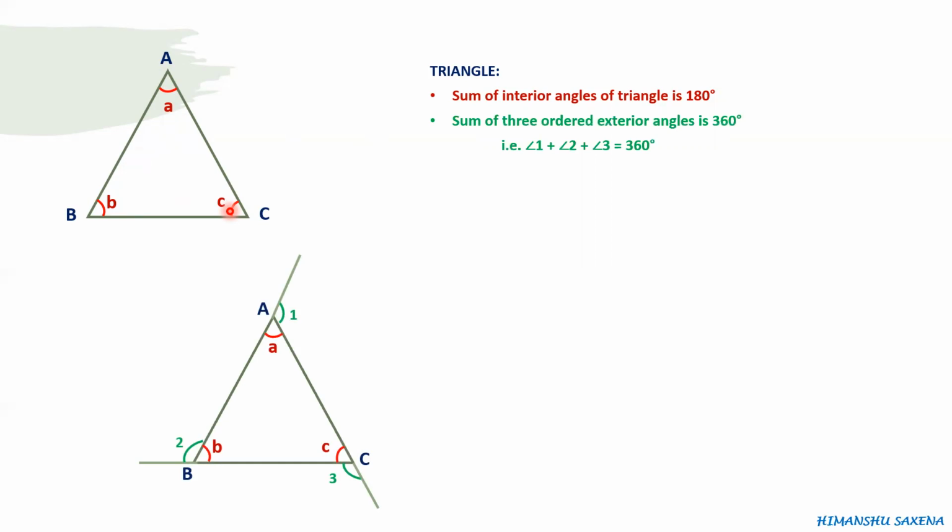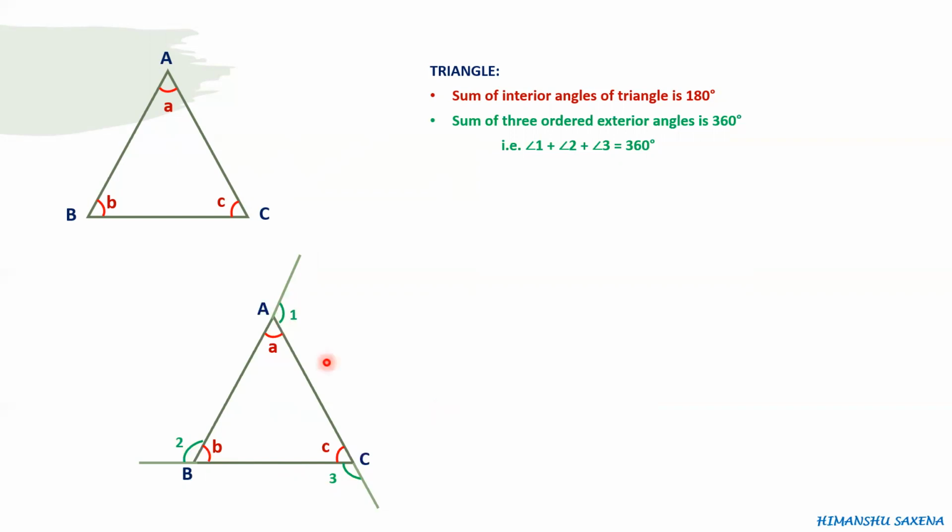Now another concept is that the sum of three ordered exterior angles is 360 degrees. So first of all, let us understand what is an exterior angle. An exterior angle is formed when one of the sides of the triangle is extended outside the triangle. So here BA is extended beyond the triangle and angle 1 is formed. So this is called an exterior angle. Similarly, here angle 3 is formed and here angle 2 is formed.